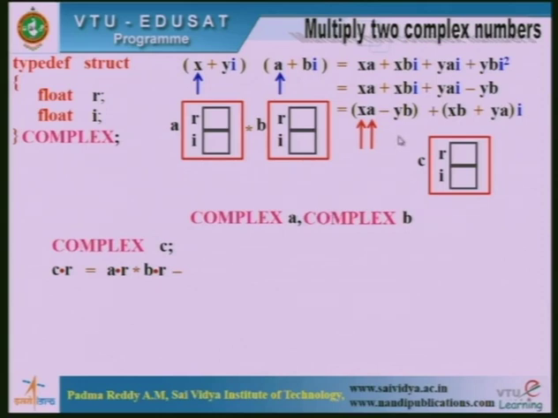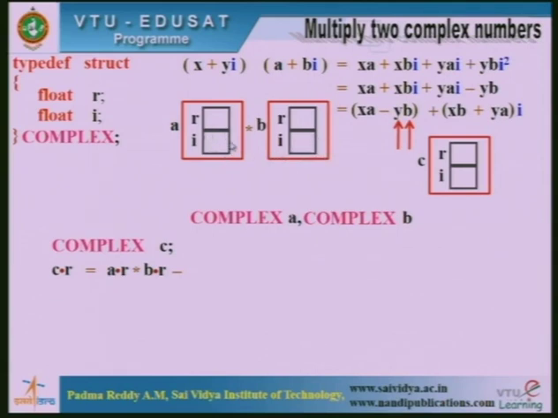Next, if you observe what we have here, yb. Now tell me what are y and b here? This is the first number, this is the second complex number. Y and b, if you observe yb, y is the imaginary part of the first number, b is the imaginary part of the second number. So the imaginary part of the first number and the imaginary part of the second number we have to multiply. We have to multiply these two.